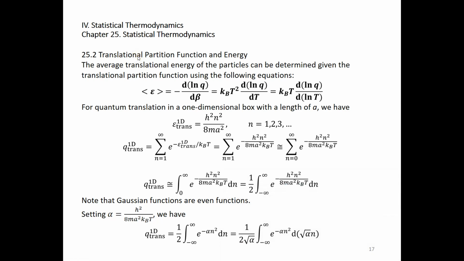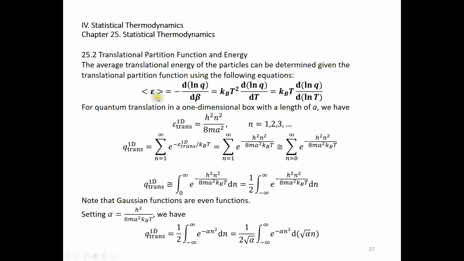Chapter 25, Statistical Thermodynamics, Section 25.2, Translational Partition Function and Energy. The average translational energy of the particles can be determined given the translational partition function using the following equations.